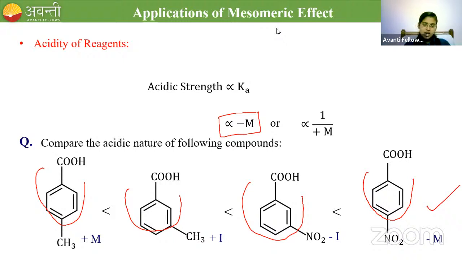And the first compound is least acidic because it is inversely proportional. Acidic strength is inversely proportional to plus M. Inversely means if one is higher, the other one will be lower. So if plus M group effect is there, then acidity will be very less. So that's why this compound is least acidic in nature.